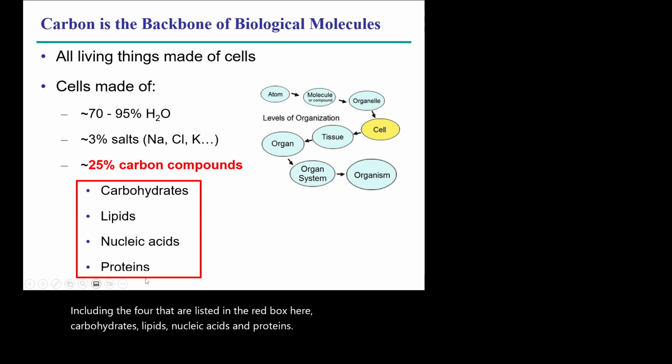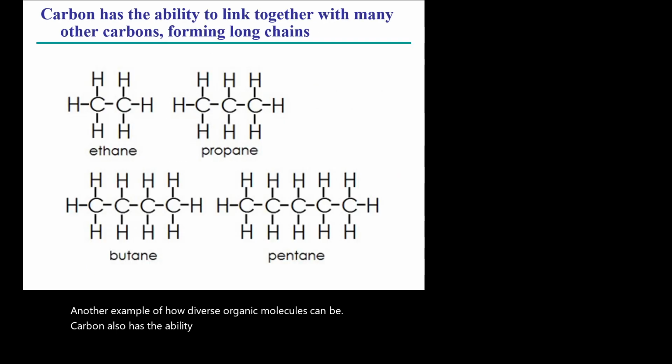Carbon also has the ability to link together with many other carbons, forming long chains. Propane is an example of a hydrocarbon. It's a molecule composed only of hydrogen and carbon. All of these are hydrocarbons because they're solely composed of carbons and hydrogens. We'll see hydrocarbons again in a later lesson when we are talking about lipids.